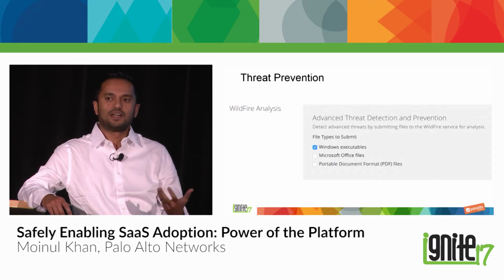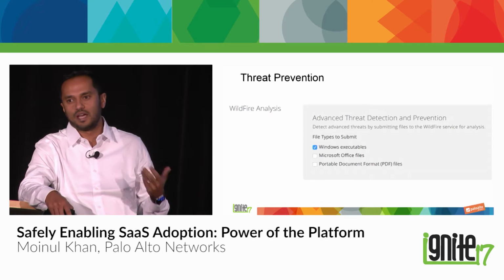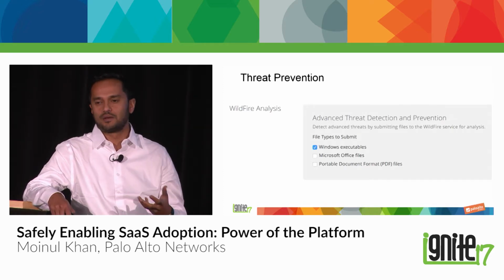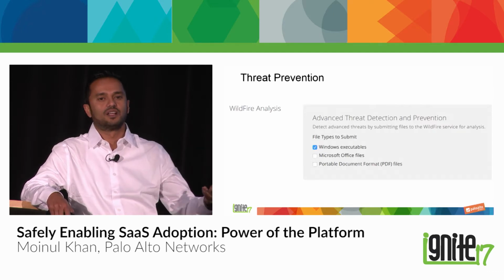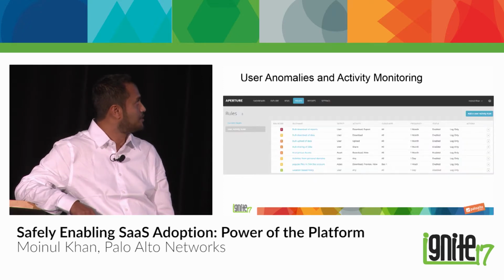If Aperture finds an unknown exe or Office documents or what have you, it will send that entire document to Wildfire. Wildfire will sandbox it and give us a verdict within 5 minutes. Then based on the verdict, Aperture can take action. So that's our threat prevention.